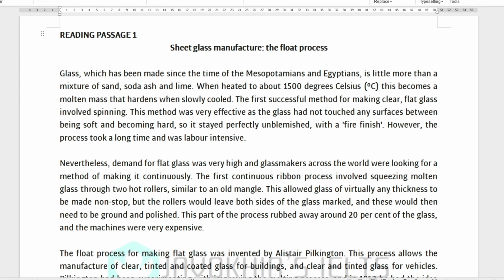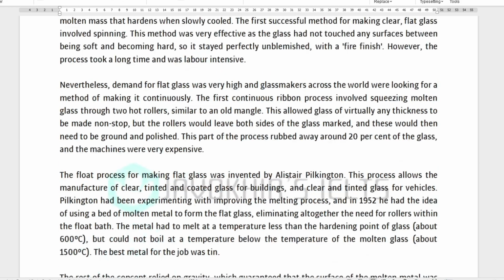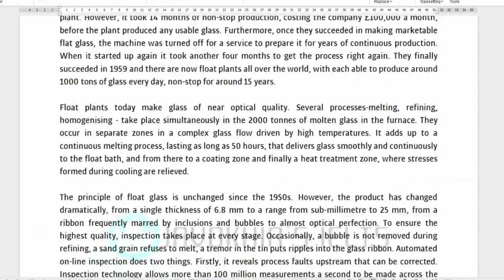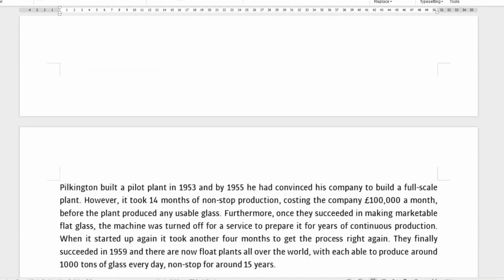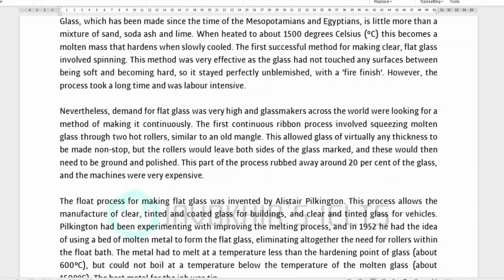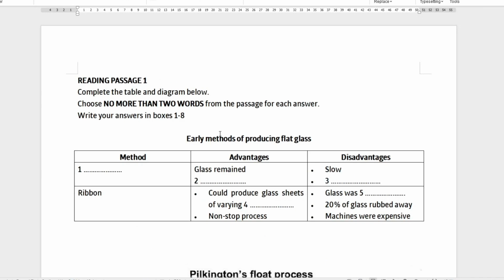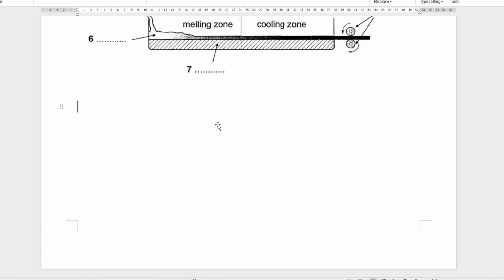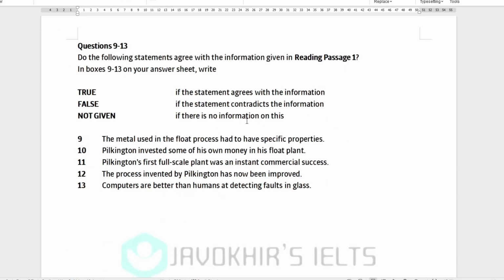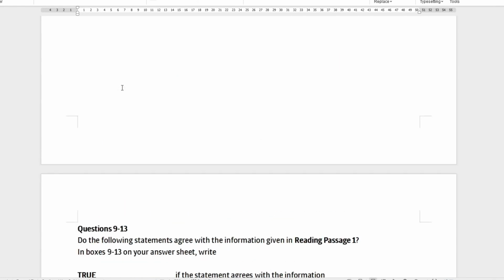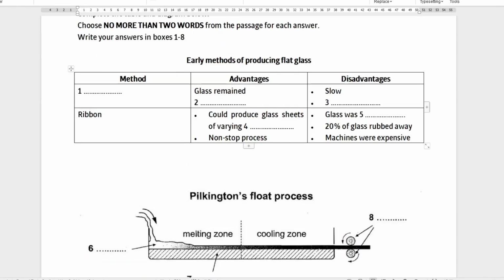As you can see on your screens, reading passage 1 is about sheet glass manufacture, the float process. It's not that long a text, basically one paper, two lists. We have table completion and, as usual, true false not given questions. Alright, let's get started without even squeezing the time.